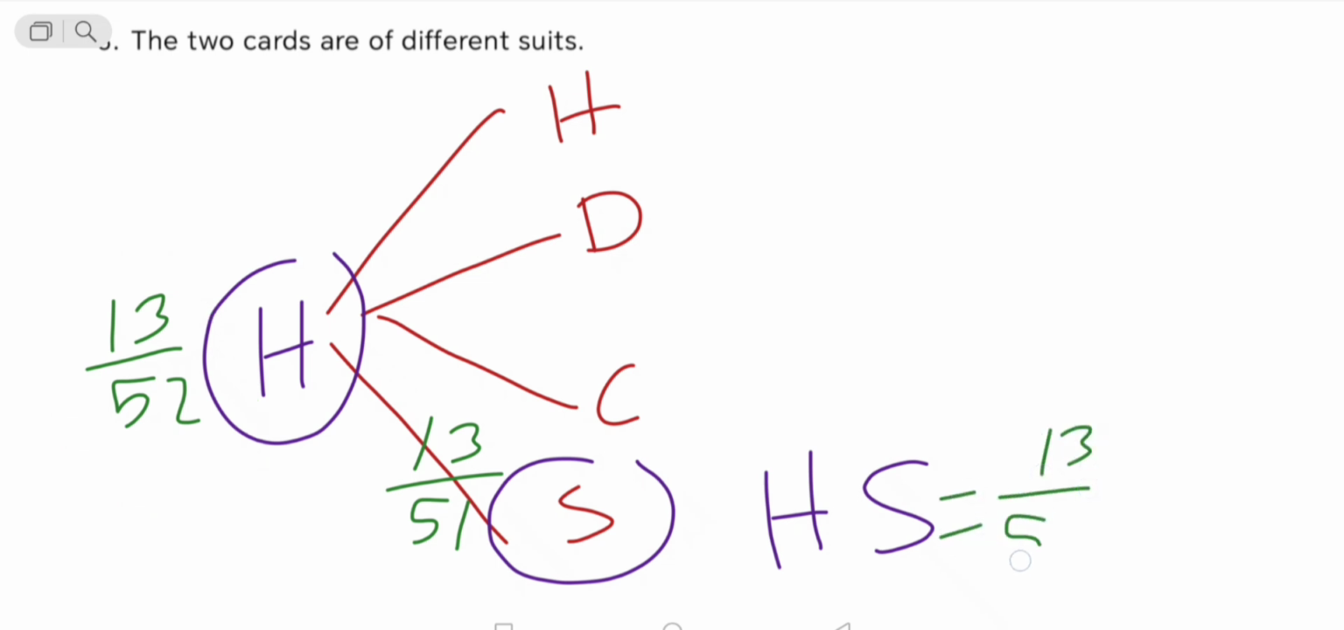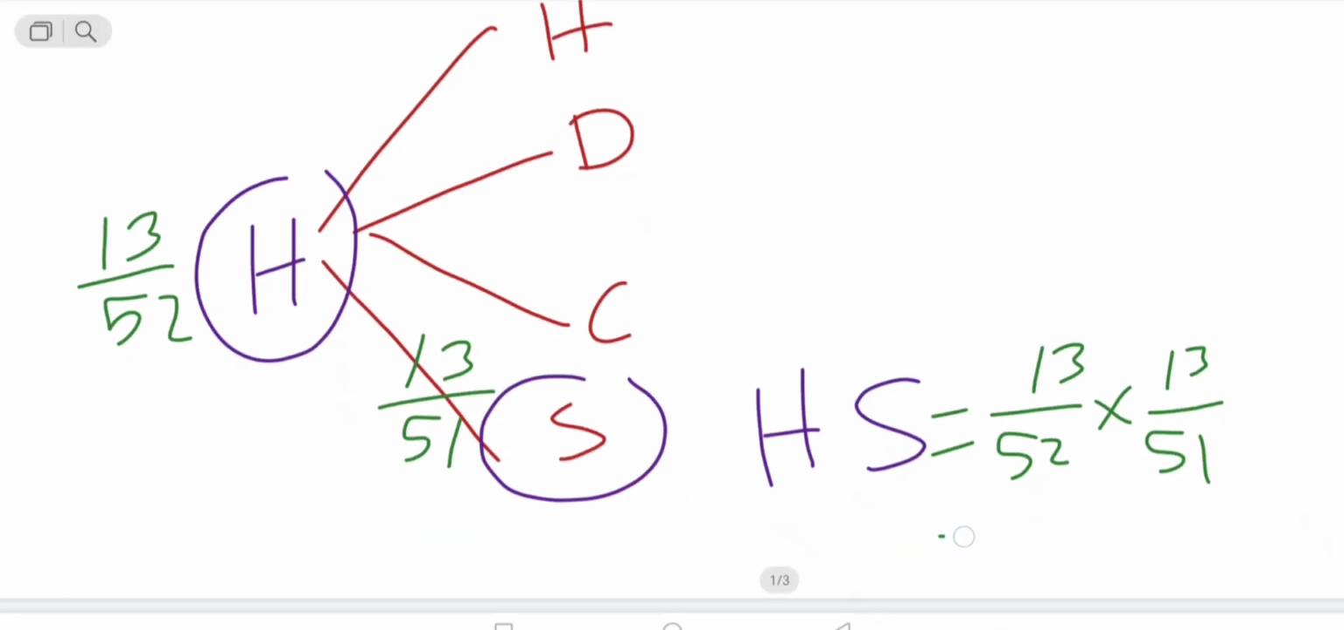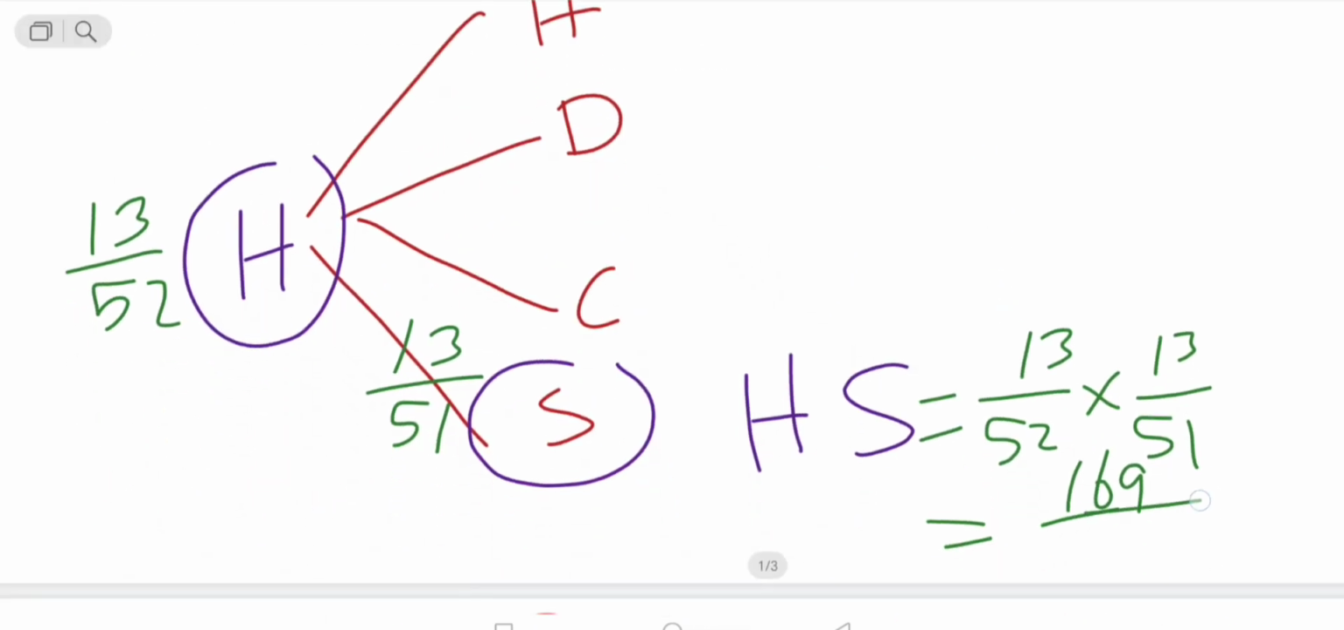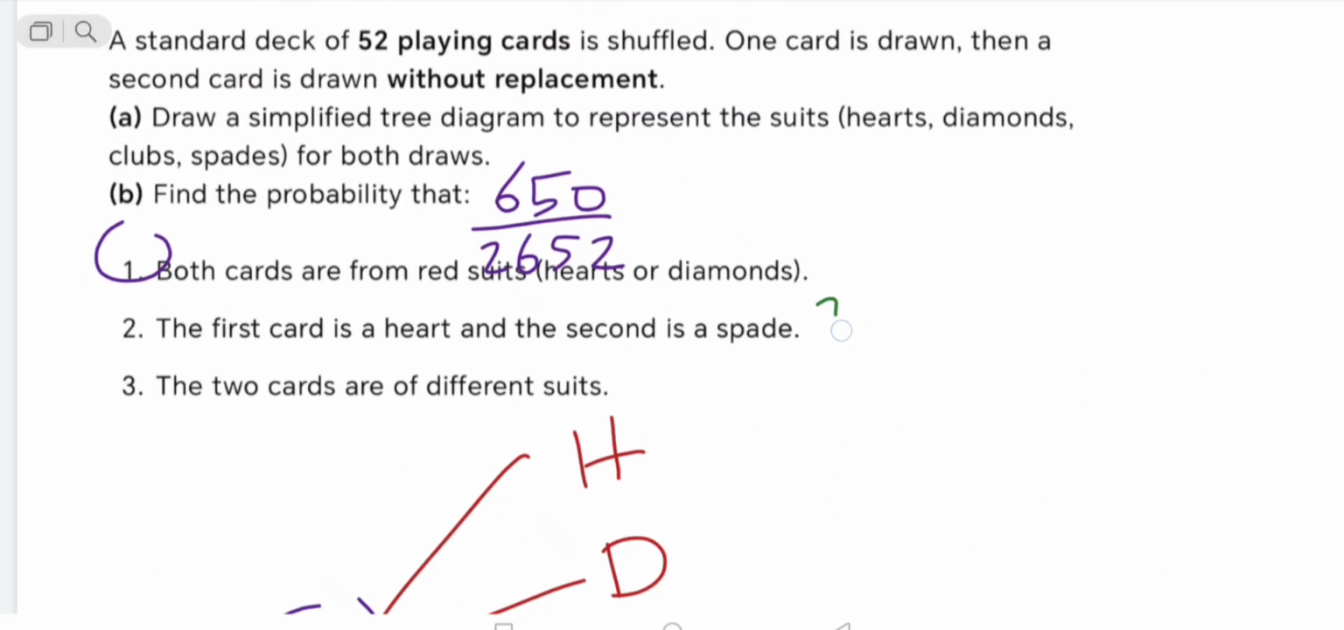13 over 52 times 13 over 51, which is equal to 169 over the same 2652. This is the answer of the second one.